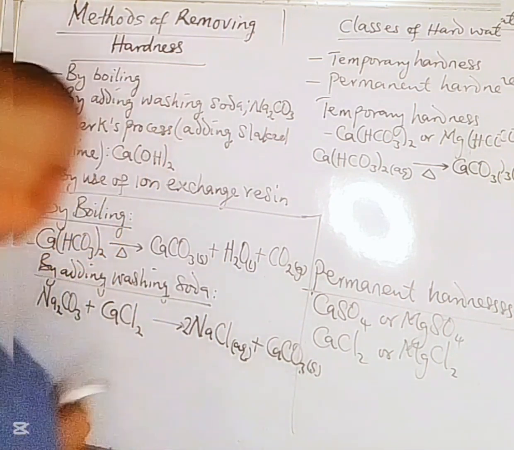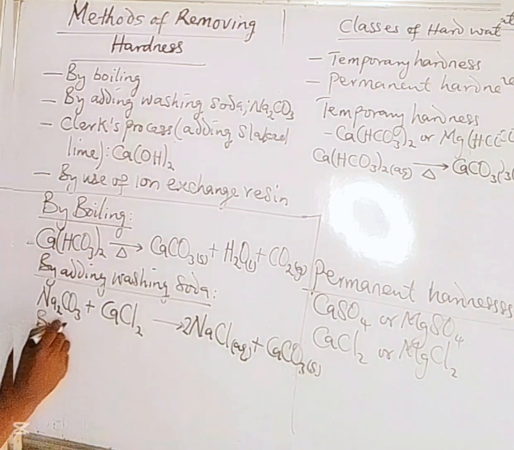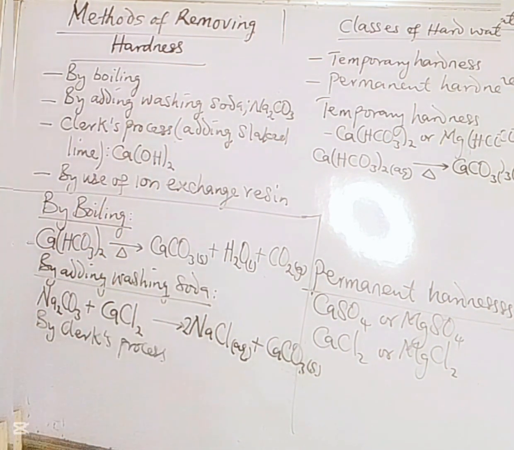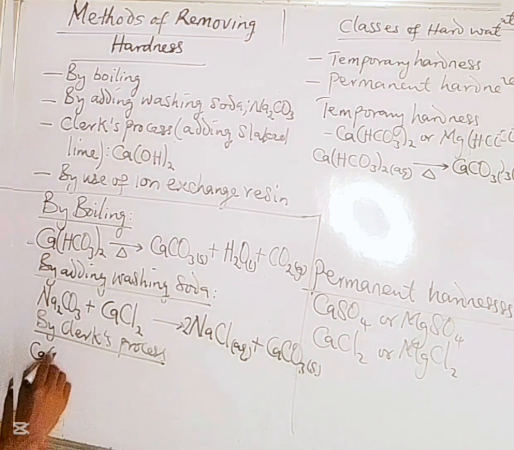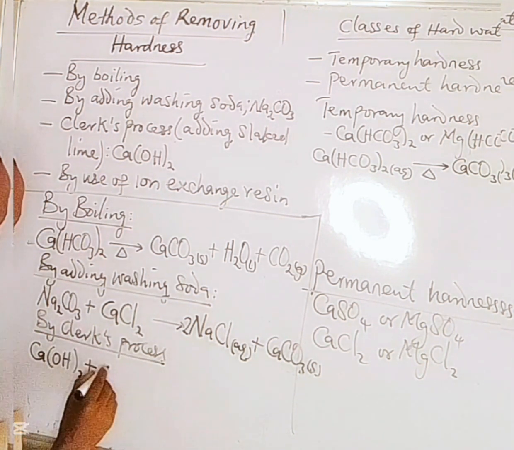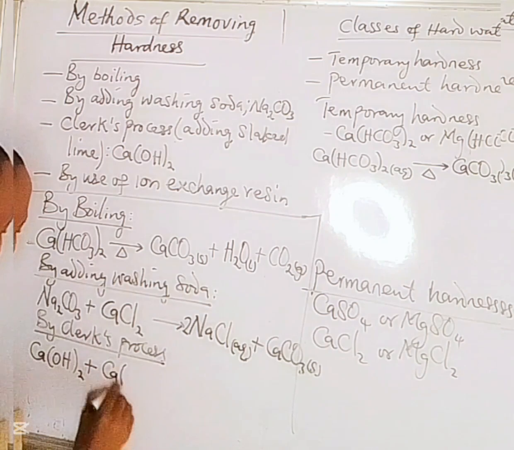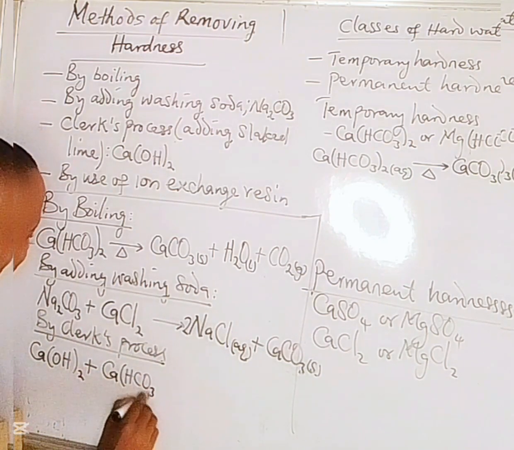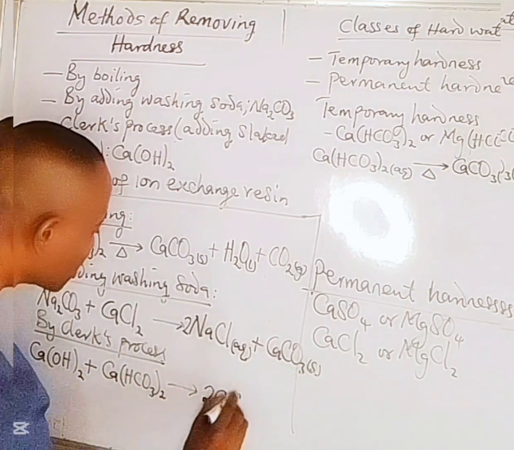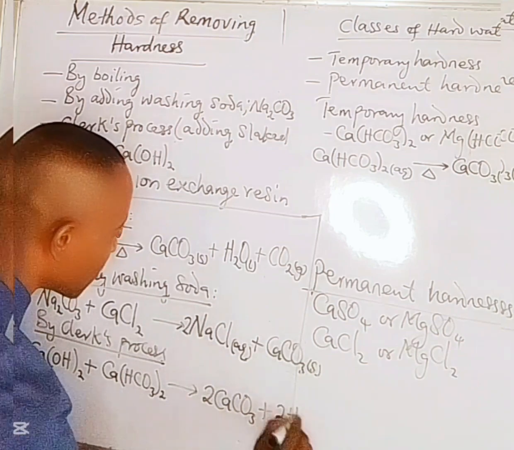Number 3 is by Clark's process. Clark's process is addition of slaked lime, which is calcium hydroxide. So when you add calcium hydroxide inside hard water that contains, let's say, calcium hydrogen carbonate, you are going to have 2 calcium carbonates and 2 water molecules.